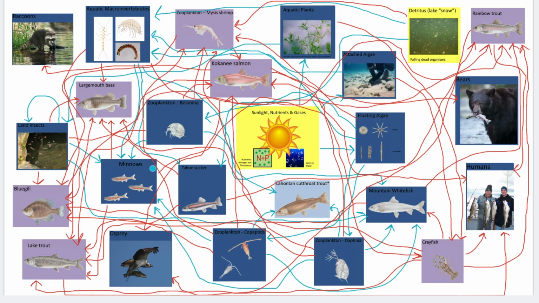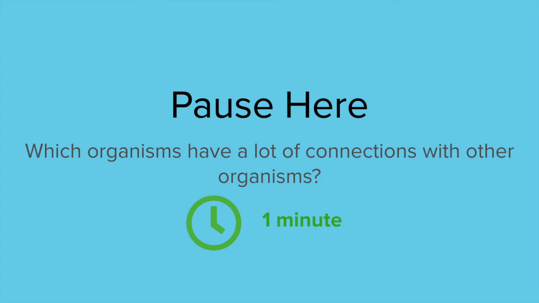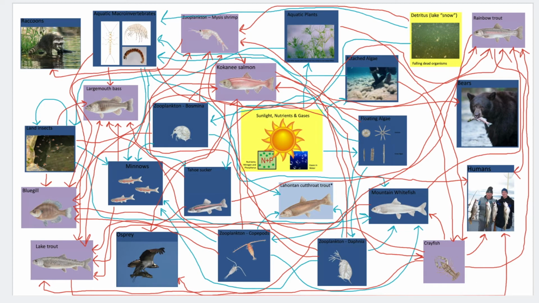I also notice that the color of the arrows are different. Some arrows are blue and some arrows are red. I wonder what that might indicate. I notice that the bluegill has a lot of arrows pointing toward it and only one arrow pointing away. Which organisms have a lot of connections with other organisms? We can figure that out by seeing which organisms have a lot of arrows pointing toward them or away.